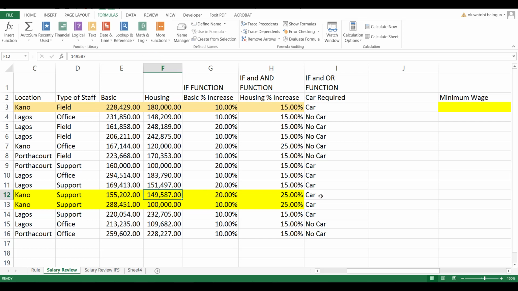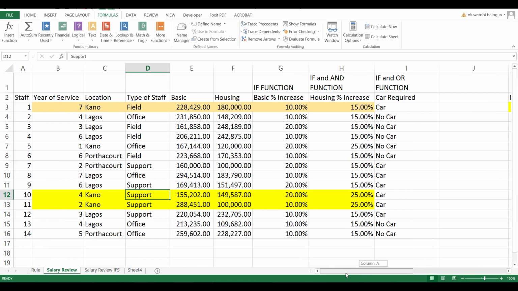This person gets a car because he is in support staff, but not because his years are over 6 years. But this one is also getting a car. He's not a support staff, but he has spent over 6 years in service. So this is how we use the IF, the AND, and the OR function to make decisions.